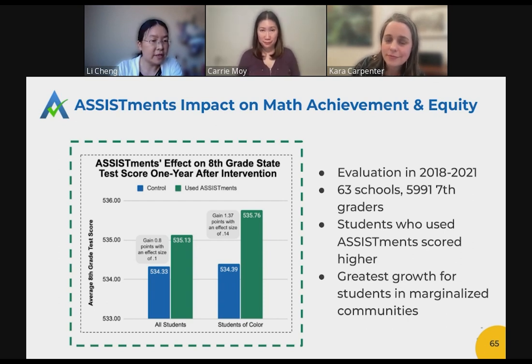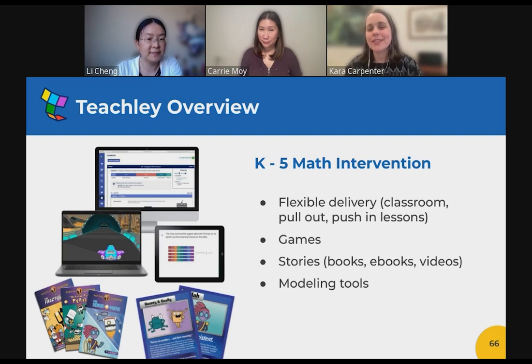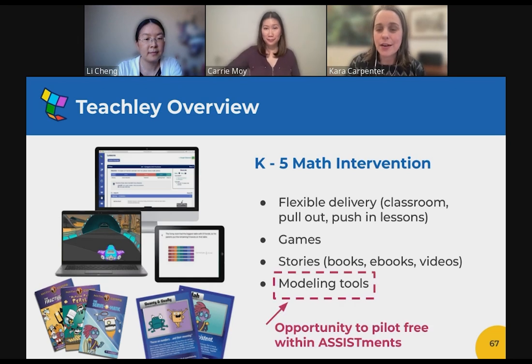So I'll pass it to Kara to talk about Teachly. Yeah, so as an overview of Teachly, we have a K-5 math intervention. There's very flexible delivery, by the classroom teacher, pull out, push in, with lessons, games, stories, and modeling tools. And the modeling tools are what we featured in today's presentation. There's an opportunity to pilot these modeling tools free within the ASSISTments platform. And Carrie is going to show you a little bit about what that will look like.